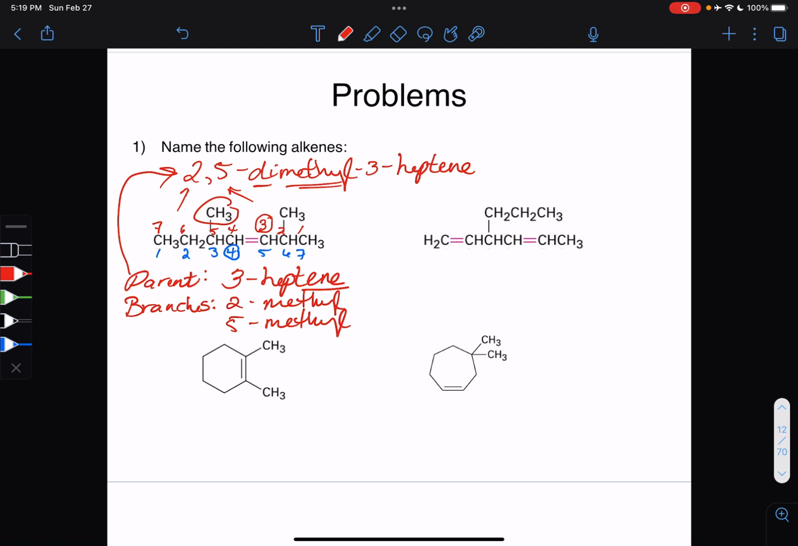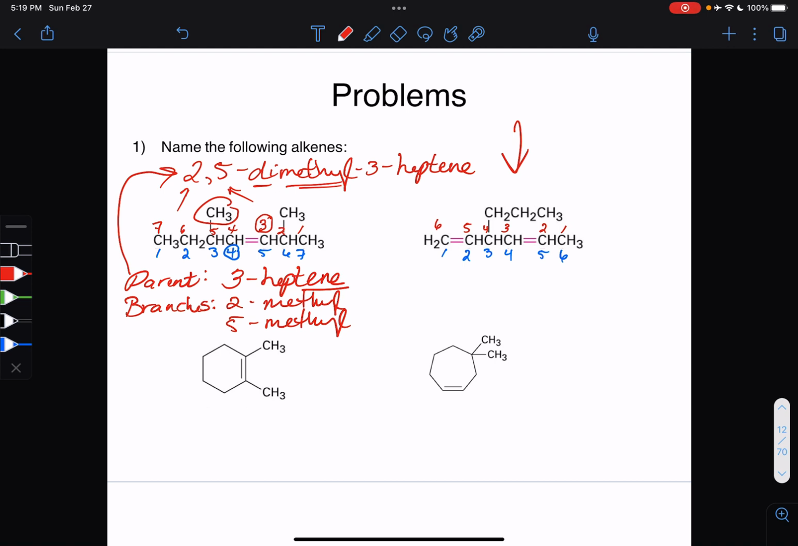Okay, folks, moving on to the molecule to the right over here. All right, so we want to look for our longest continuous carbon chain, and it's got 2 double bonds there. So IUPAC says we want to include both of those. So we can do 1, 2, 3, 4, 5, 6. Or we can do 1, 2, 3, 4, 5, 6.